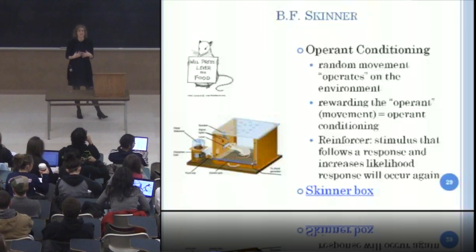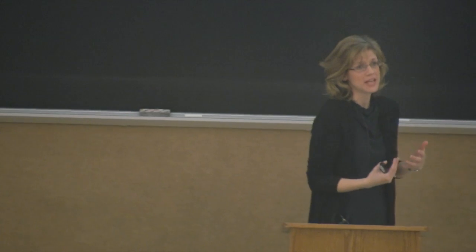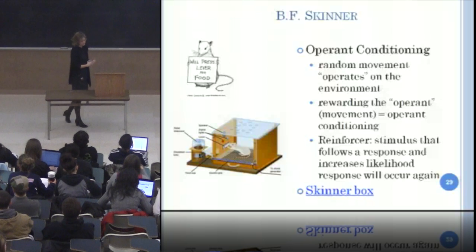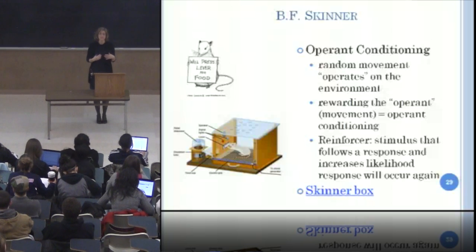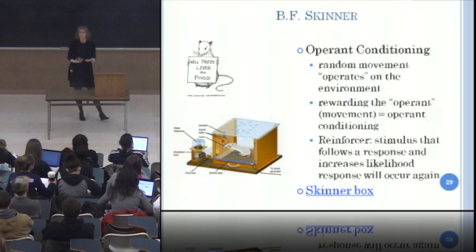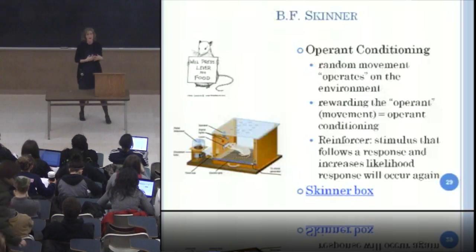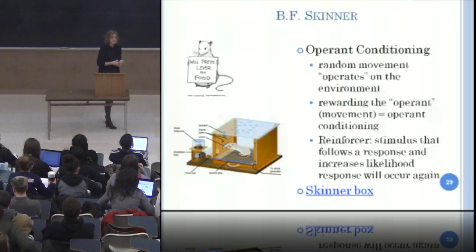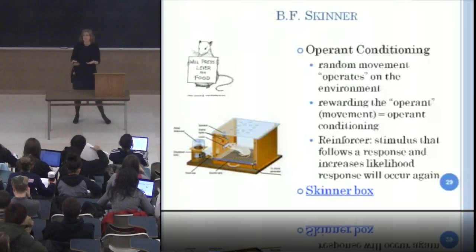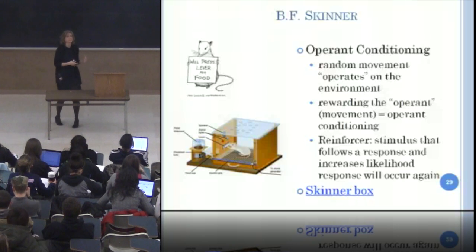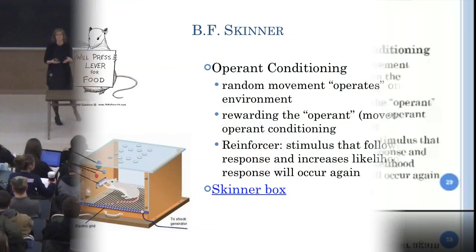So Skinner, very much like Thorndike, wanted to understand these reinforcing properties of behavior. So he thought that any random movement was operating on the environment, that we are just going through our day, operating on the environment. And that's why he called it operant conditioning. And if a behavior was rewarding, that would reinforce the likelihood of the behavior happening again. So instead of Thorndike's puzzle boxes, we have Skinner's operant chambers, or what became known as Skinner boxes.